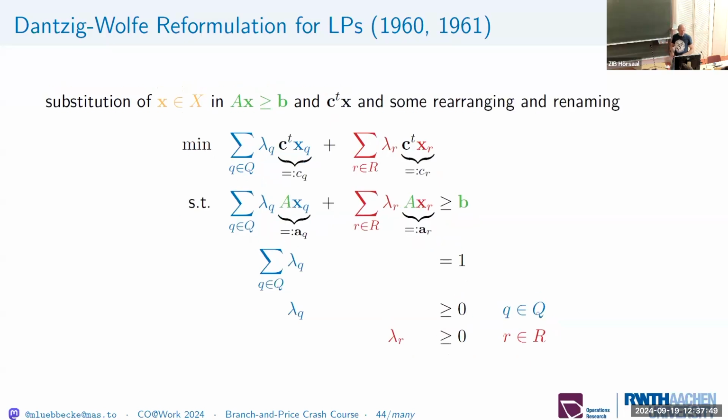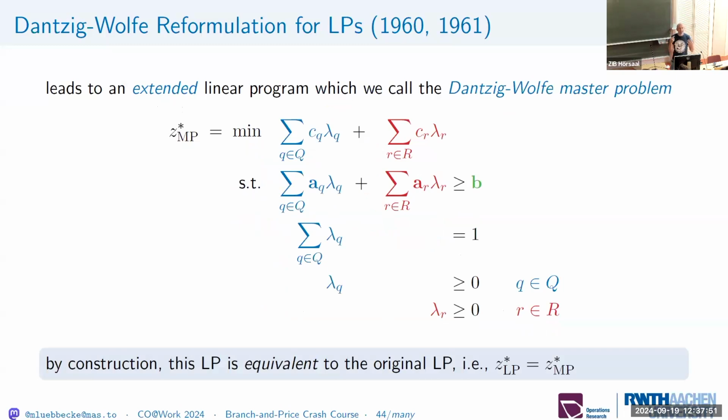So we just rearrange a little bit and give these names, and then we arrive at a model that essentially now has variables for all the extreme points of the polyhedron that I reformulated, and variables for all the extreme rays of the polyhedron that I've reformulated. Again, you don't have to understand this now. It's just important. This is doable, okay?